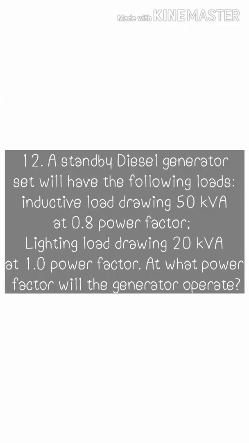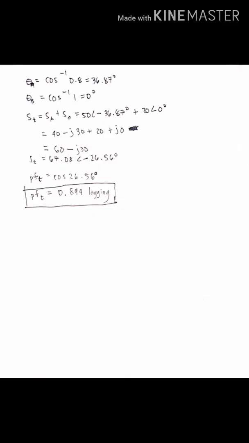Number 12. A standby diesel generator set will have the following loads. Inductive load drawing 50 kVA at 0.8 power factor. Lighting load drawing 20 kVA at 1.0 power factor. At what power factor will the generator operate? So, here is the solution to number 12.